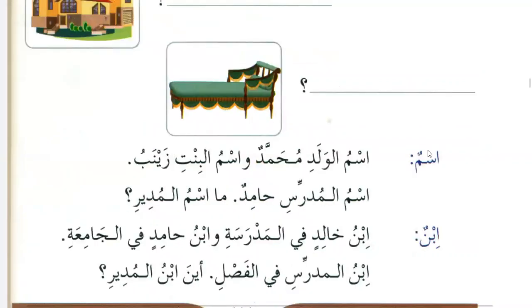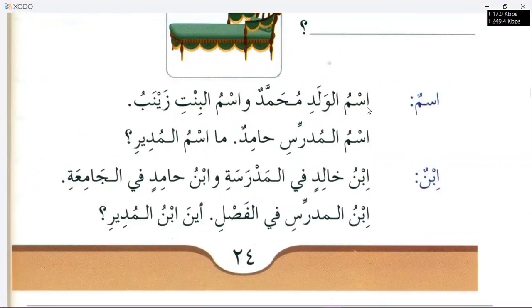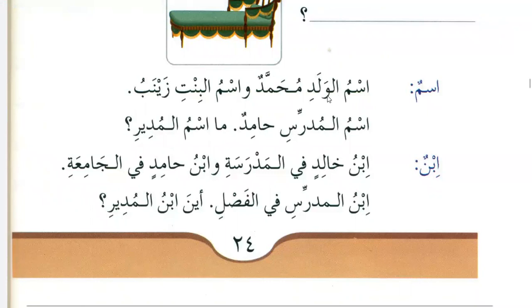Next, we just study today that when alif is at the beginning of the sentence, we pronounce it. When it is not at the beginning of the sentence, it becomes silent. Miss Karima. Ismu waladi Muhammadun. Wa-smu binti Zainabu. So you pronounce binti. Ma-smul mudir? The alif must be silent. Ismul mudarris Hamidun.